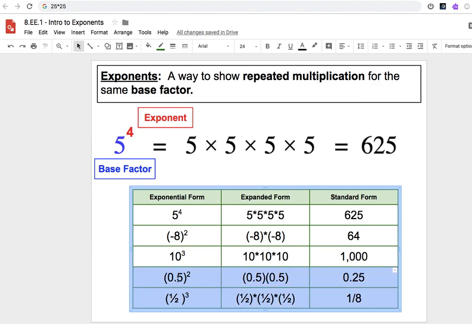What do we see with decimals and fractions that are smaller than 1? We see if we raise them to a positive exponent, the answer actually becomes smaller.